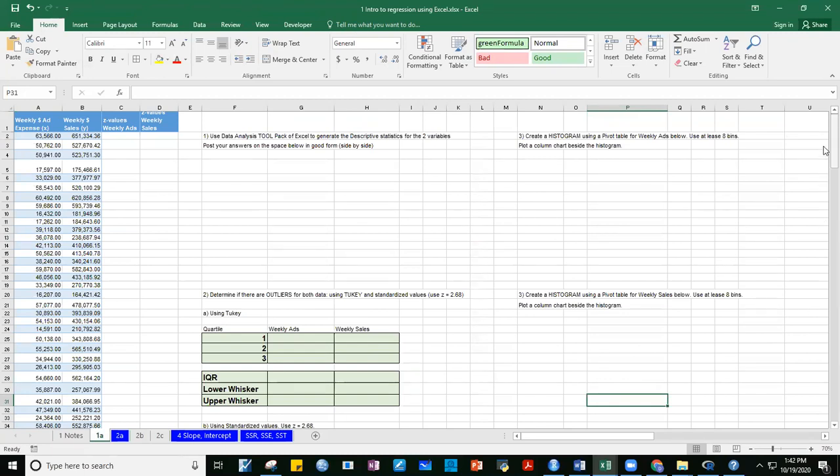All right. So you have this. Okay, we're going to now study two variables, weekly sales and your weekly ads. In regression, the x-axis will be your independent variable and your y-axis will be your dependent variable. So here we're trying to establish the relationship between weekly sales and your ad expense.